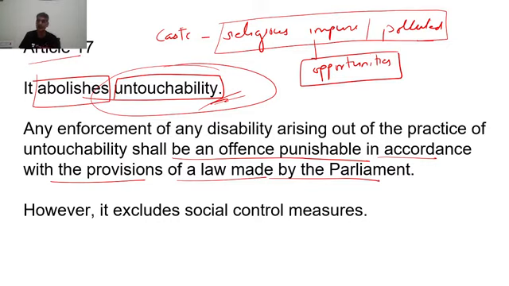You cannot simply impose any disability. Disability means the other person was able to do that, but you are not allowing him to do. So you cannot impose any disability upon any person arising out of that practice. Okay? And if you are doing that, then it will be an offense punishable in accordance with a law made by Parliament. Now, which law is made by Parliament?